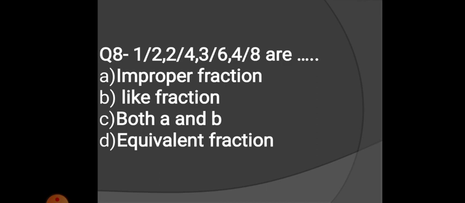1 upon 2, 2 upon 4, 3 upon 6, 4 upon 8 are improper fraction, like fraction, both A and B, equivalent fraction. Now you must choose the option and then we'll see the answer. The answer is option D equivalent fraction. Now let's move to another question.